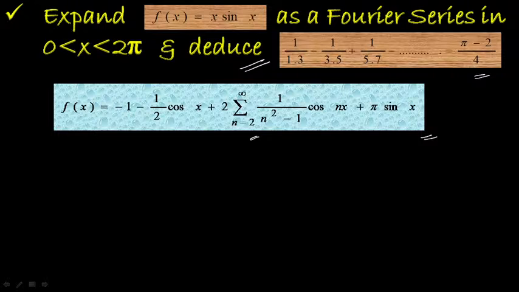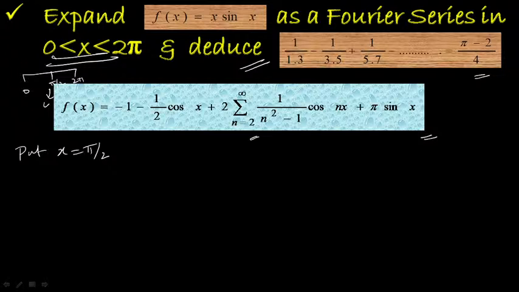For that, I am going to take the point x equal to pi by 2. If you are going to take a point, first we have to check whether this point is a continuous or discontinuous point. Here the function is defined in the interval 0 less than x less than 2 pi. In 0 to 2 pi, pi by 2 is approximately here. So that means it is a continuous point.